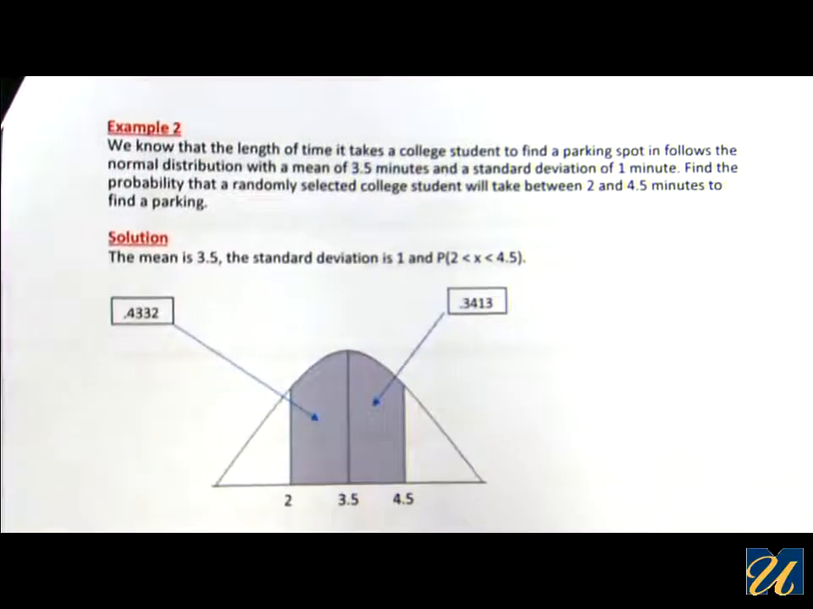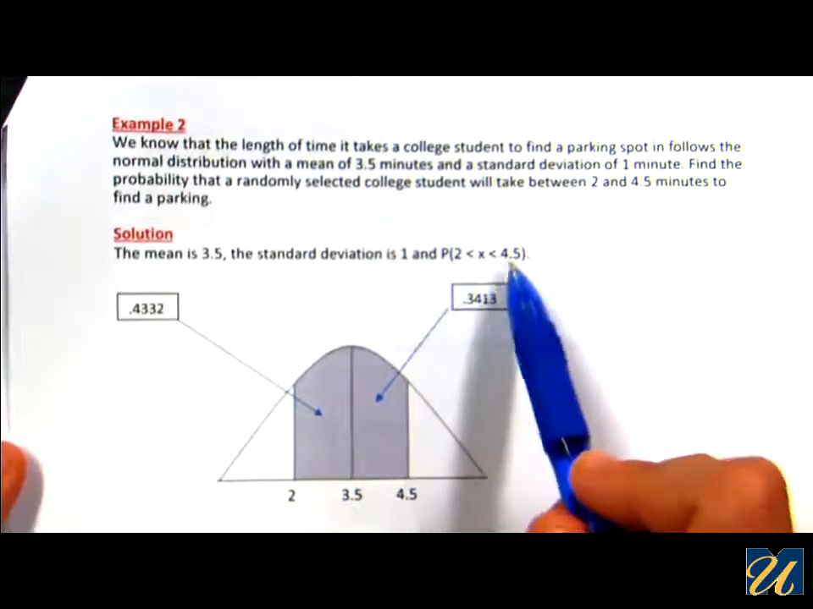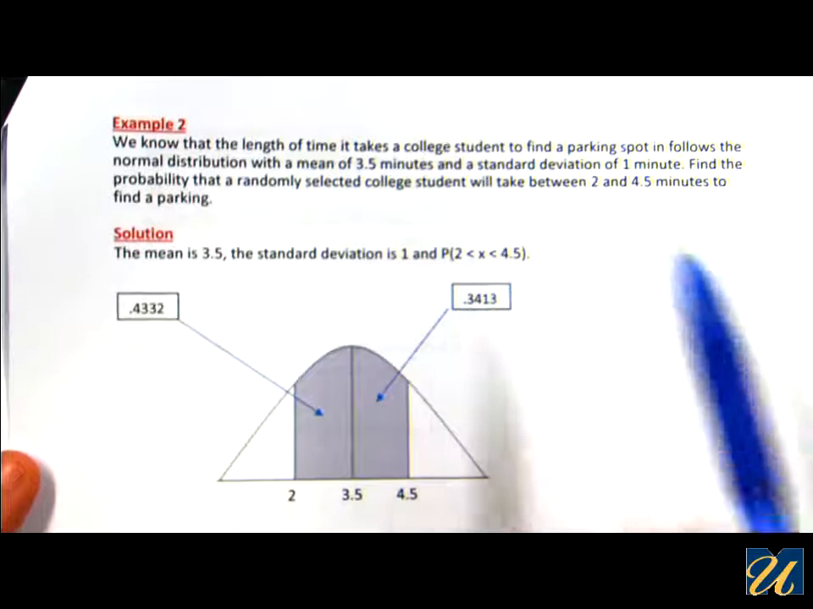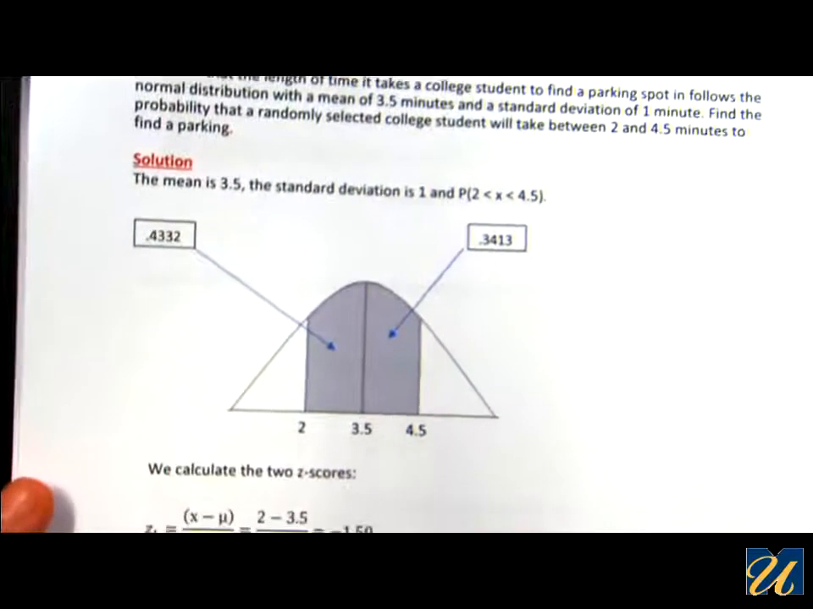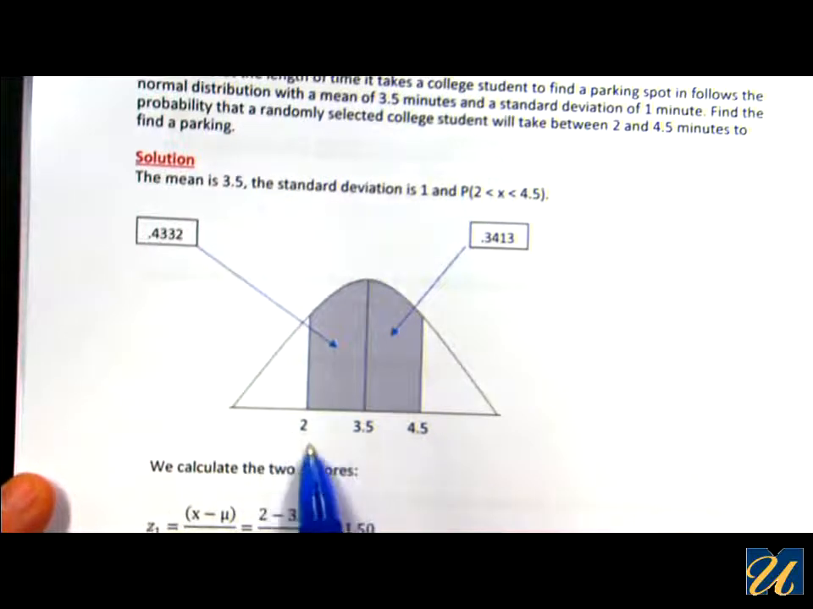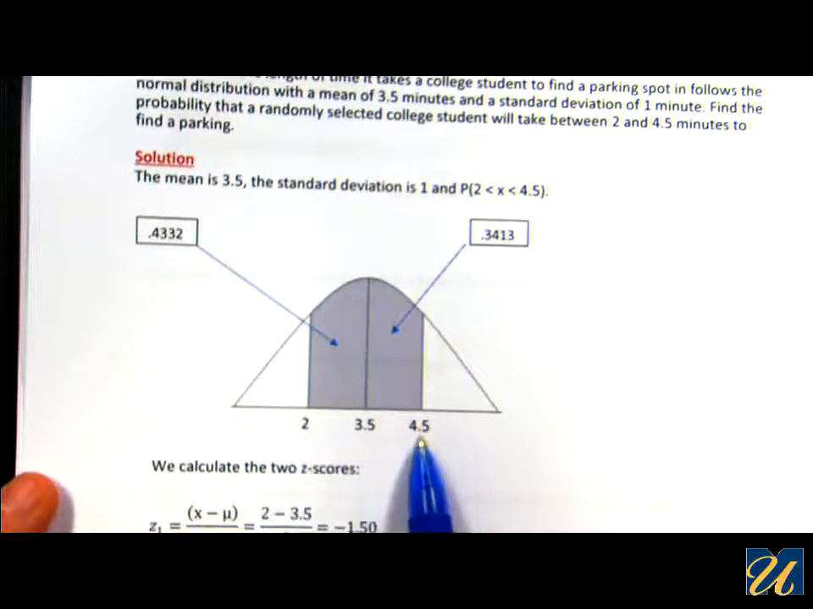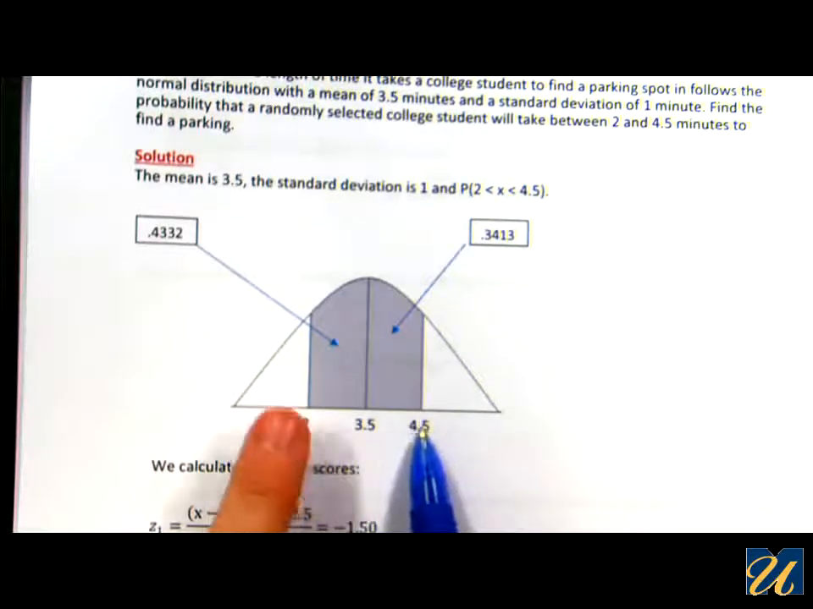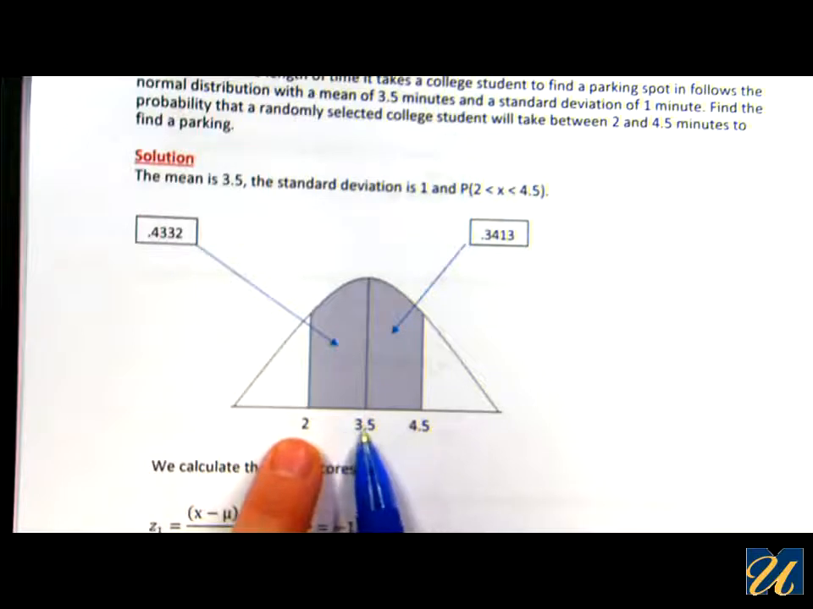The next example, we know that the length of time it takes a college student to find a parking spot follows the normal distribution with a mean of 3.5 minutes, sigma equal to 1. Find the probability that a randomly selected college student will take between 2 to 4.5 minutes to find a parking spot. So, this is the probability I'm looking for. Mu is 3.5. 2 is to the left, less than the mean. 4.5 is to the right, greater than the mean. I'm looking for the area between two values where the mean is inside the area.